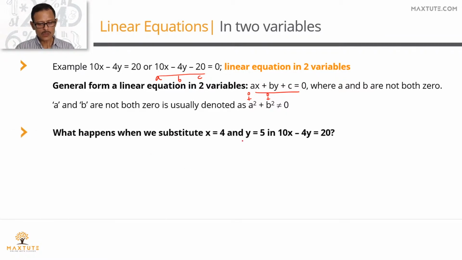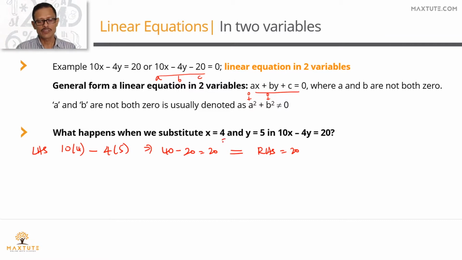Let's start with this. What happens when you substitute, let's say, x equals 4 and y equals 5 in this equation? Just pick some numbers to see what happens. The LHS is going to be 10 times 4 minus 4 times 5. 10 times 4 is 40. So we have 40 minus 20, which is equal to 20. What is the RHS? RHS is equal to 20. Is LHS equal to RHS? Yes, LHS is equal to RHS. So when I substitute x equals 4 and y equals 5, it basically validates this equation. We'll say that it is satisfying this equation.